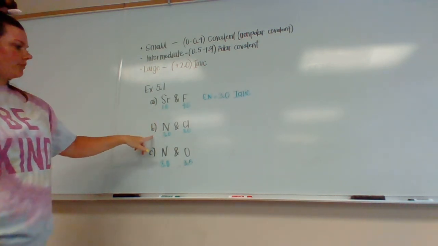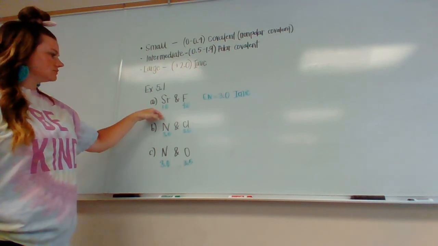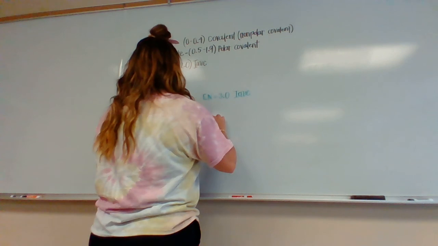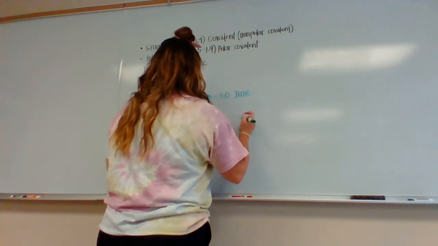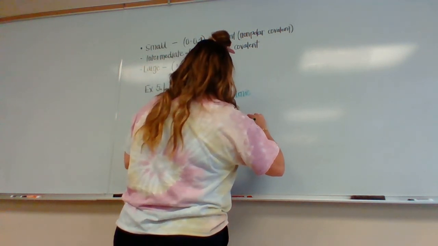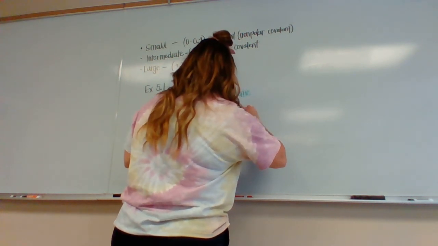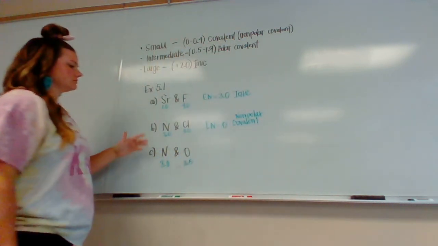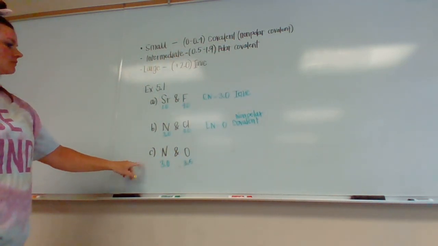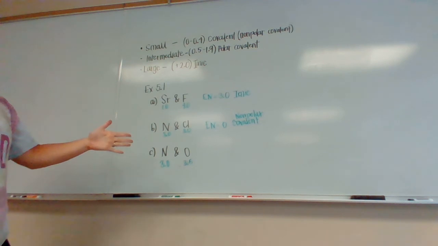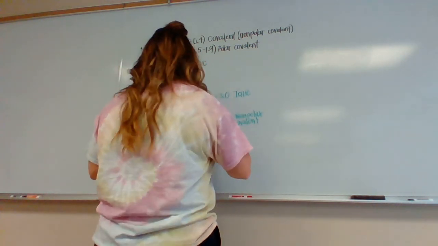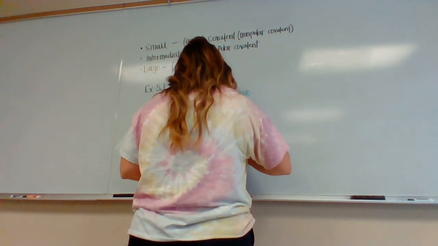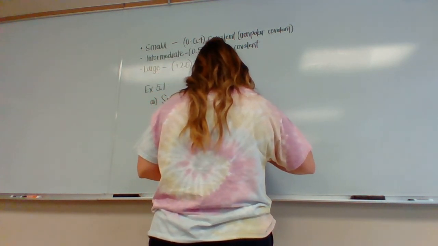Alright, part B. Nitrogen is 3, chlorine is 3, therefore the EN difference is 0, so I have a covalent bond. Non-polar. And the last one, nitrogen and oxygen. Again, that's easy to look at and do that math. The difference is 0.5, so that's going to be polar covalent.